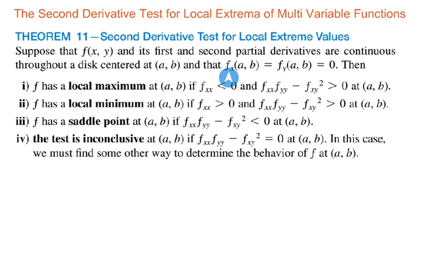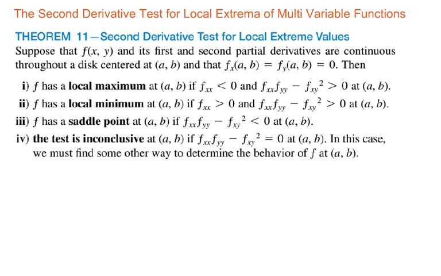And if we find the first partial with respect to x and the first partial with respect to y, and then determine this (a, b) value, this critical point where they're equal to 0, well, what we can do is determine if the function has a local max, a local min, or a saddle point, or we could even have an inconclusive test based off of some of our second partial derivative findings.